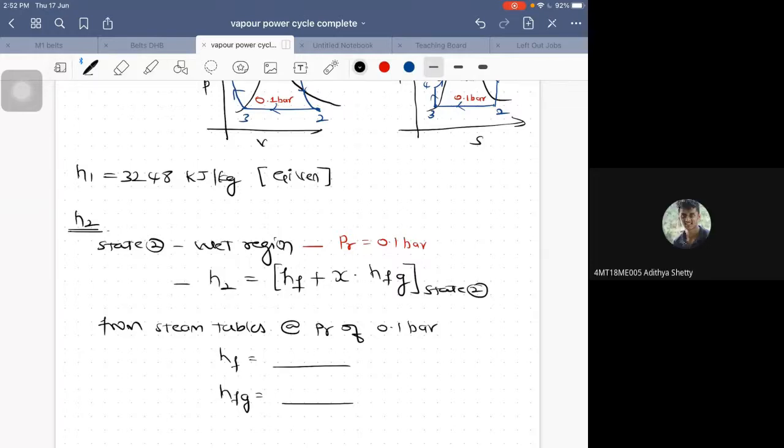191.8. What is the unit? Kilojoules per kg. Kilojoules per kg. Now HFG: 2392.9 kilojoules per kg. Okay. Is that clear?